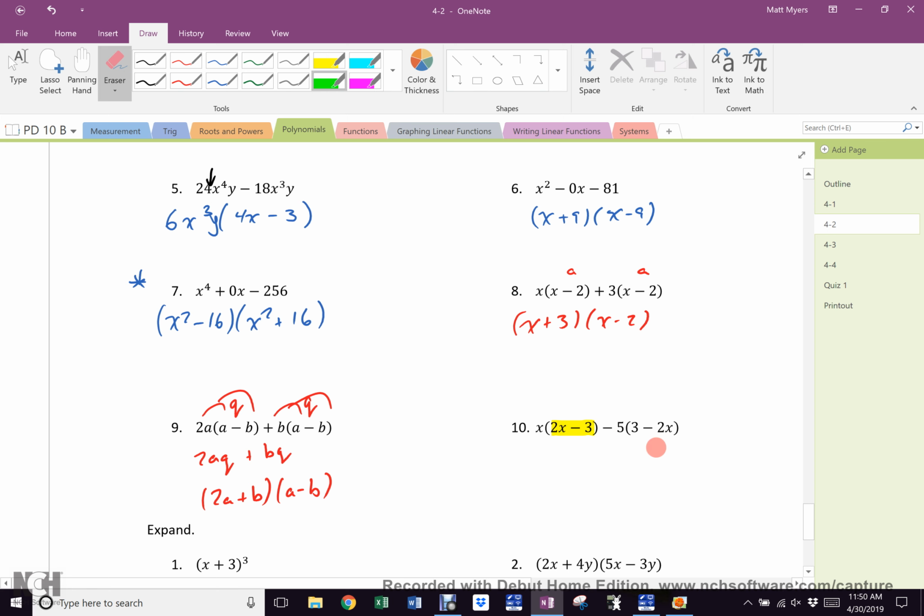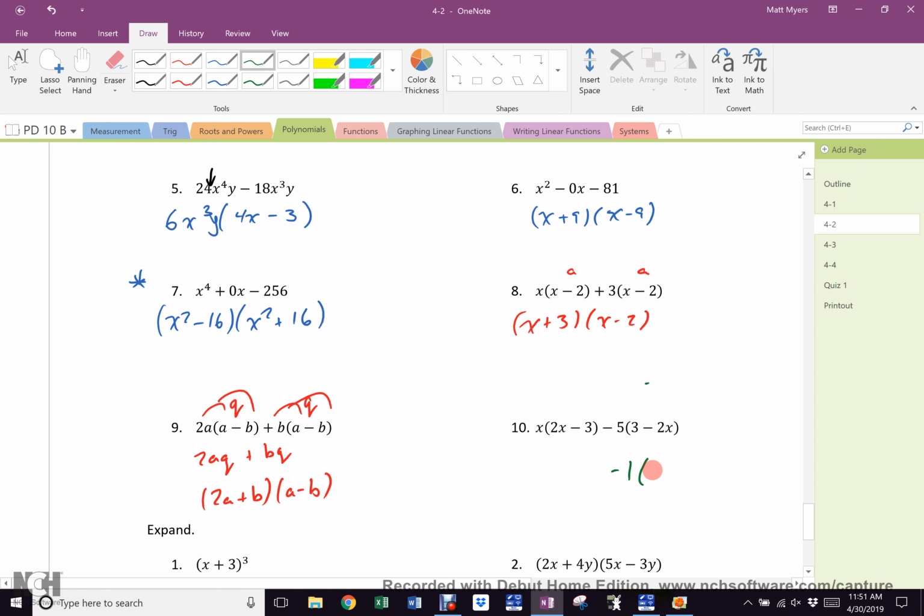Is there a way to change the way the green one looks, but not change its value? What is the number that I can do anything with that doesn't change a value? 1, right? So if I bring out a 1, then there'd be a 1 out front and 3 minus 2x, yes? That doesn't help me. What if I bring out a negative 1? What would I get?